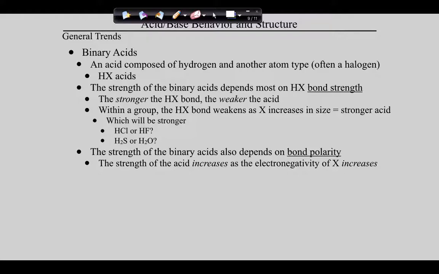So let me show you an example to make sure that you understand the principle. You okay? So guys, which is a stronger acid? NH3 or CH4? Again, NH3 or CH4? Which is the stronger acid?